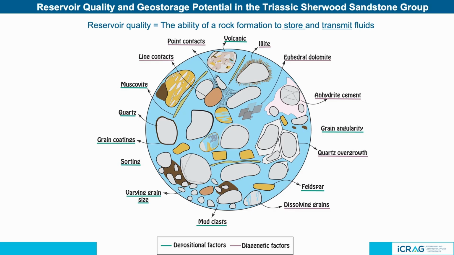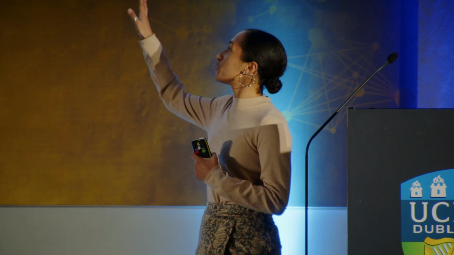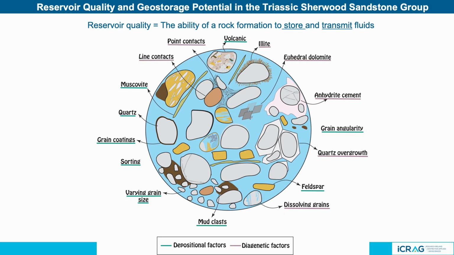Okay, so what actually is reservoir quality? Basically, it's the ability of a rock formation to store and transmit fluids. So two really key parameters when we're investigating reservoir quality are the porosity and the permeability. On the screen here, I've made a schematic showing a sandstone thin section and some things that can happen depositionally and diagenetically that can either enhance or reduce the porosity and permeability. So I'll let you just look at them.